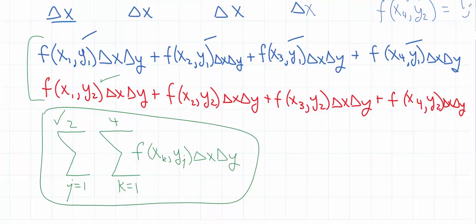Now, we proceed with the same reasoning we did with single variable calculus, in that we say, well, if those 8 rectangular prisms will give us an approximation for the volume, maybe more rectangular prisms will give us a better representation. So here's the way we think about it.